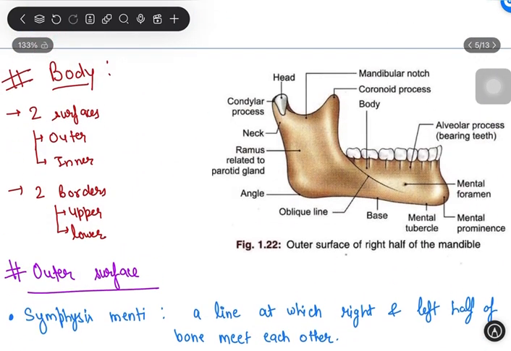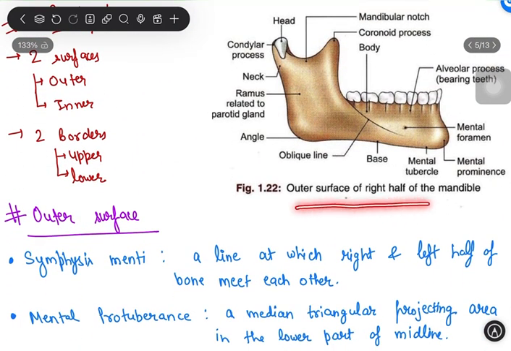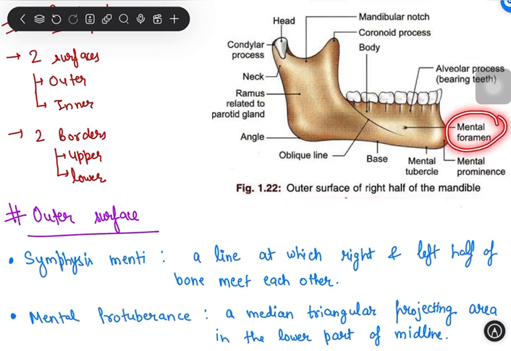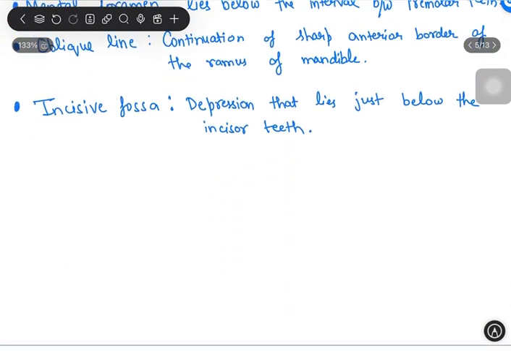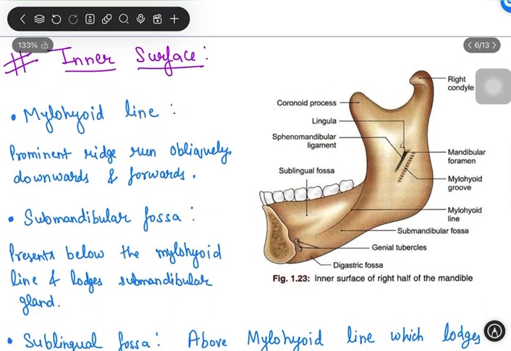In this diagram, you can see the outer surface of the right half of the mandible. Here you can see the mental foramen, mental protuberance, oblique line. Now we will move forward towards the inner surface of the mandible. The inner surface of the mandible consists of the mylohyoid line, which is a prominent ridge running obliquely downwards and forwards. In this diagram, you can see the mylohyoid line, which runs obliquely downwards and forwards.